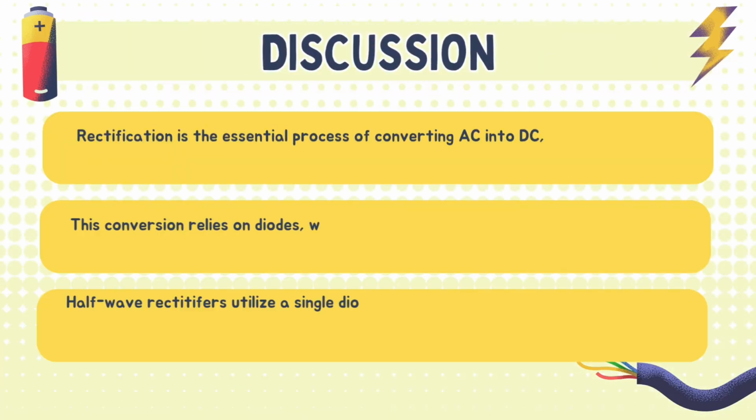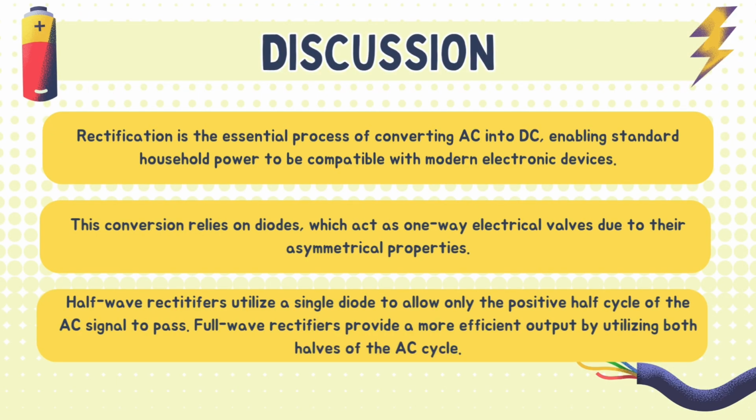Discussion. Rectification is the essential process of converting alternating current AC into direct current DC, enabling standard household power to be compatible with modern electronic devices. This conversion relies on diodes, which act as one-way electrical valves due to their asymmetrical properties. Rectifiers are primarily classified into two types: half-wave rectifiers and full-wave rectifiers.